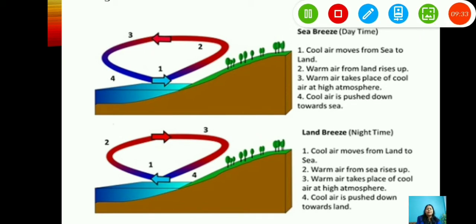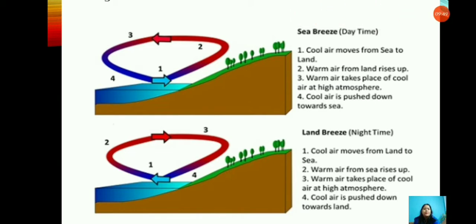So let's start with sea breeze. Sea breeze occurs during the daytime. Now very carefully observe these pictures. In the first drawing, here in point number 1, cool air moves from sea to land. You can look at the arrow which is pointing towards the land. So the cold air moves from sea to land.